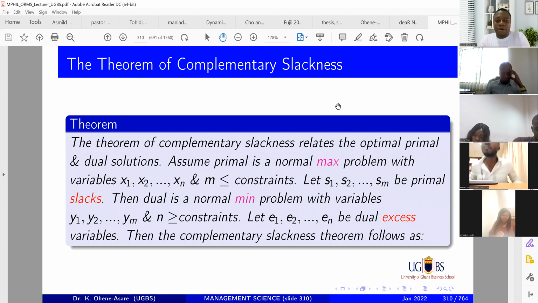Now, the next theorem is the complementary slackness theorem. The complementary, that one is tricky. But it comes from all that we have done. The theory connects the optimal primal and the dual solution. So the optimal solution point in the primal and the dual solutions in the dual are connected.